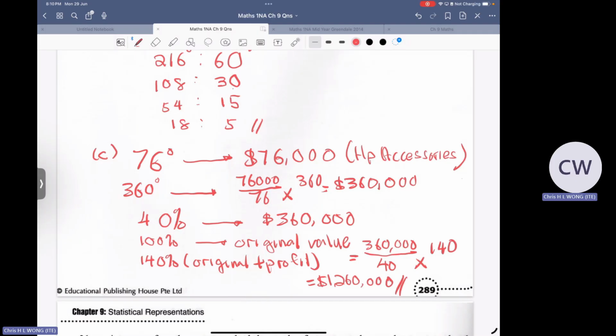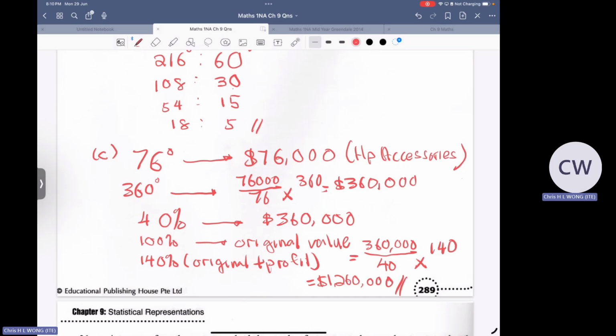360 degree is the profit. How do I calculate the profit? I know that 76 degree gives you 76,000 from handphone accessories, right? So I relate them together. 76 degree is 76,000. If I can find the total profit, which is 360 degree, I can find the total profit. So I find the total profit first. 360 degree is equals to 360,000.